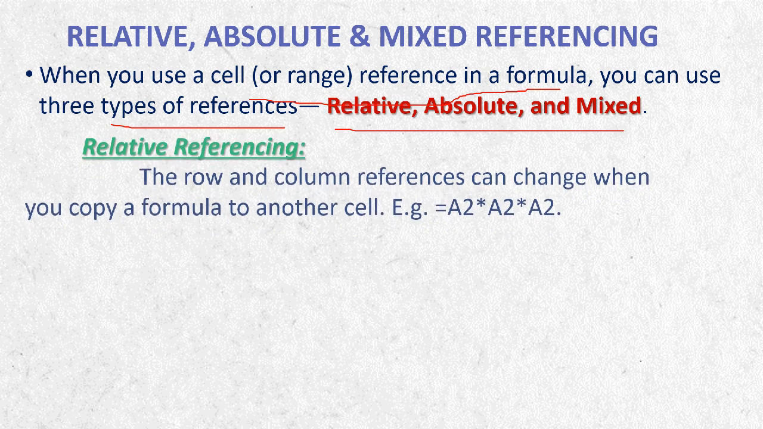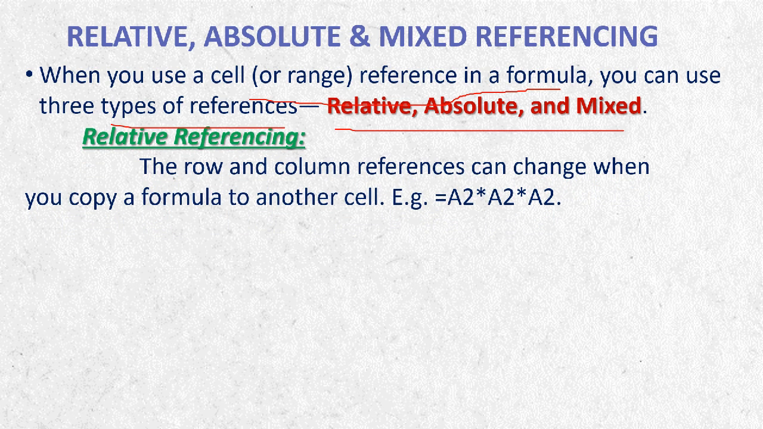So first is relative referencing. In relative referencing, what happens? The row and column references can change. When you copy a formula from one cell to another cell, the row and column references will change. See this example, how relative referencing is denoted.